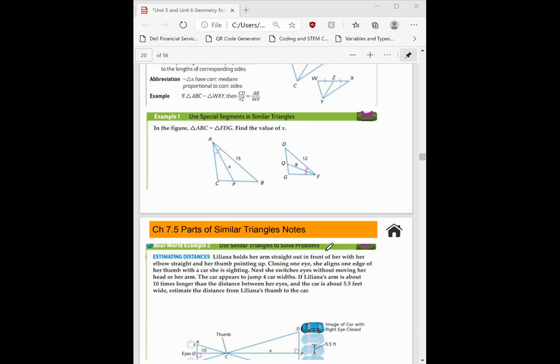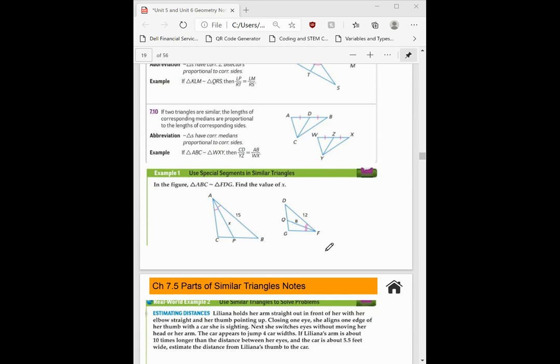So let's go ahead and look at example 1. In example 1, it says that both triangles are similar, so we need to find the value of x. Since AP and FQ are corresponding angle bisectors, and AB and FD are corresponding sides, this proves that they are similar triangles. And since they are similar triangles, we can use proportions. So we have that AP over FQ is equal to AB over FD.